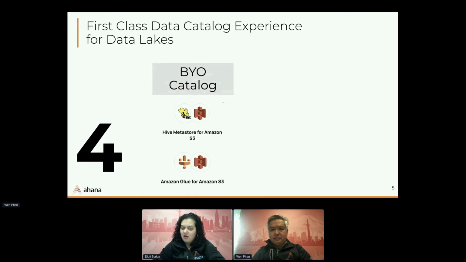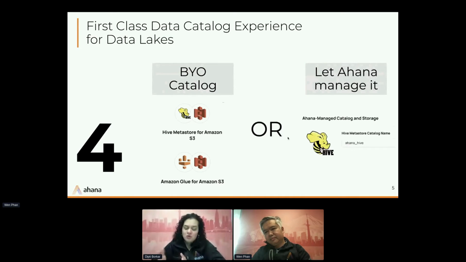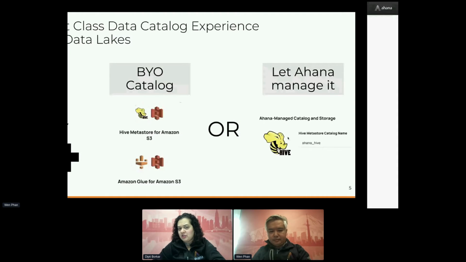And so with Ahana, you can bring your own catalog, very easy to integrate. We'll take a look at how. Or if you don't want to manage it at all, use the Hive Metastore that Ahana brings for you. So with every cluster, you can optionally choose to have a Hive Metastore. So let's take a look at how a catalog integration is done.